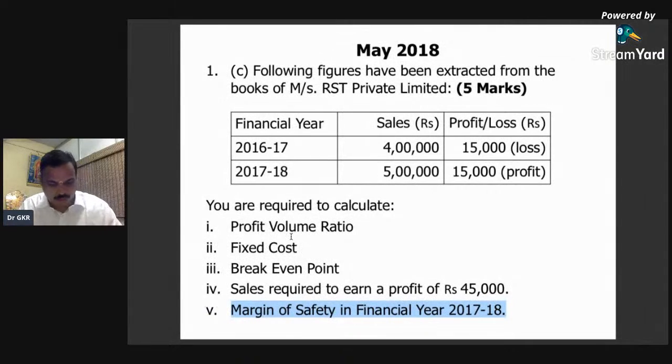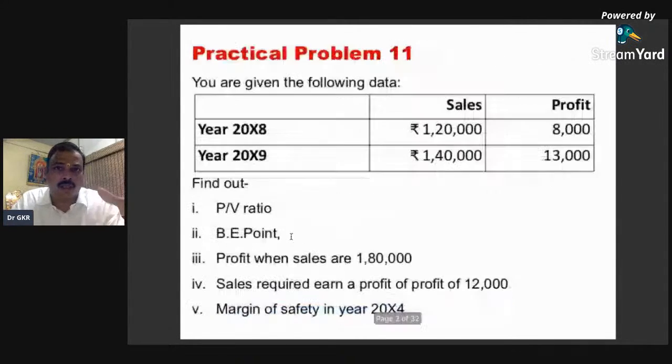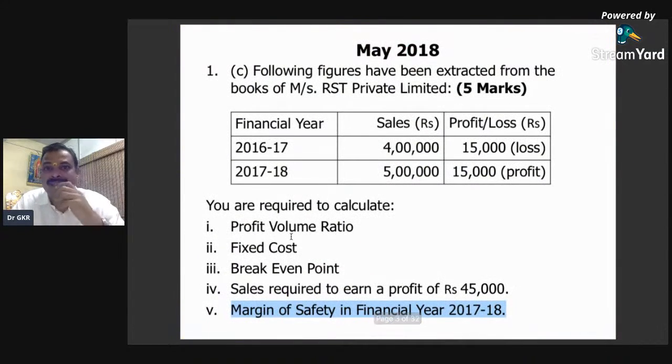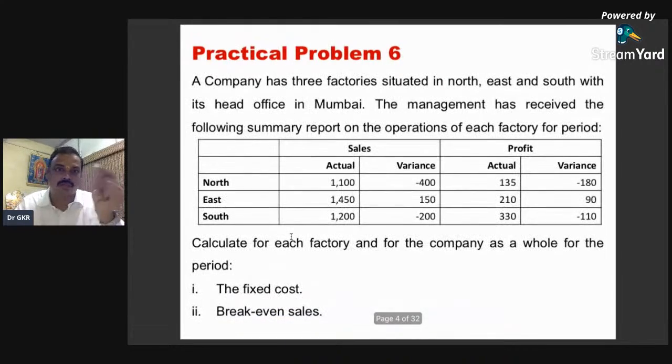The next question is, these are all questions which will be very comfortable for you to solve if it is a single period or single product. I'll slowly take you to multi-product, multi-period. That is where the real challenge is. You have to be very careful. Now, please look at this.